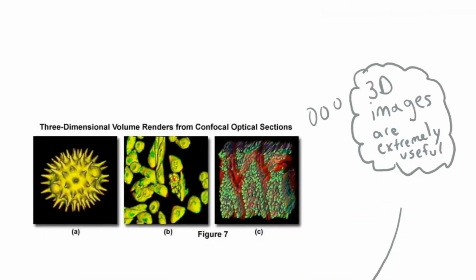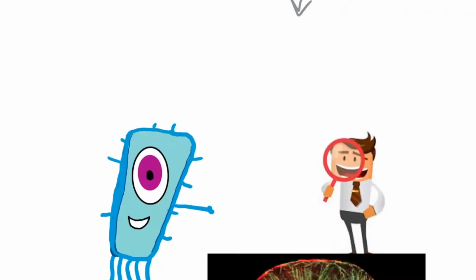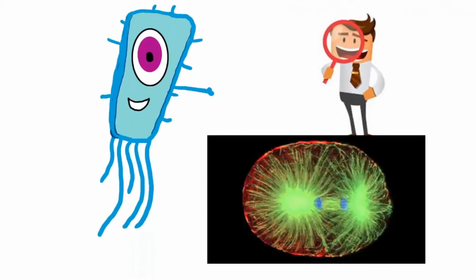Confocal fluorescence microscopy allows us to create 3D images of cellular structures. This is extremely important because it gives researchers the ability to examine and observe the cellular processes of specific structures.